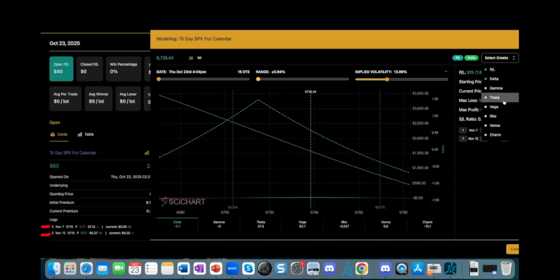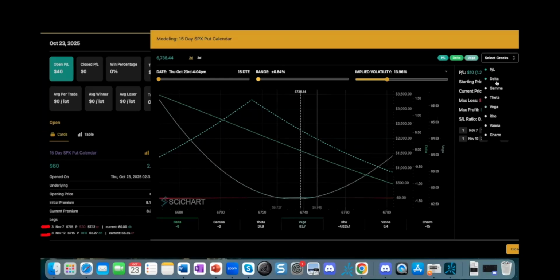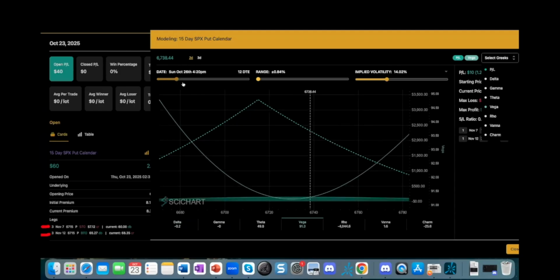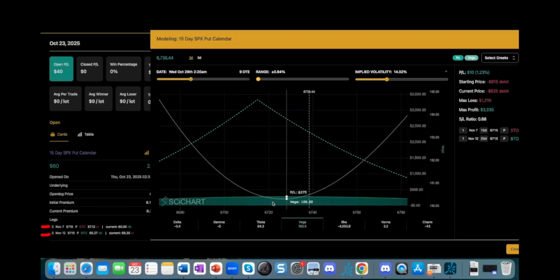So, let's look at another Greek. We've got delta, gamma, vega. You can look at two together. I'll just look at vega. So you can see here volatility. We're starting out with vega of 82. That's your volatility risk, and you can see how that changes as we go up or down. And as you get closer to expiration, your vega is going to increase.